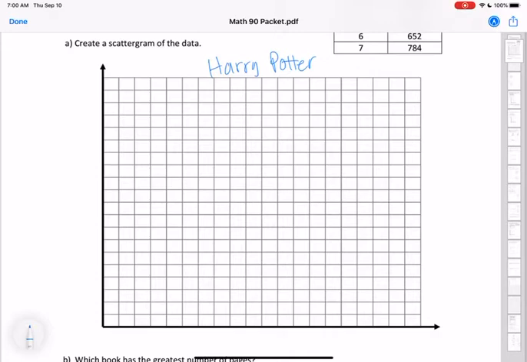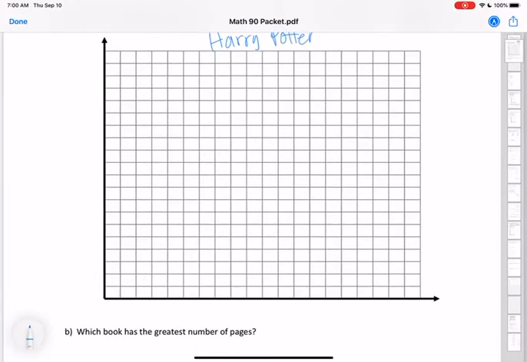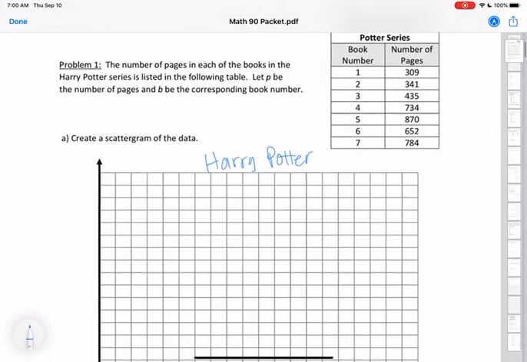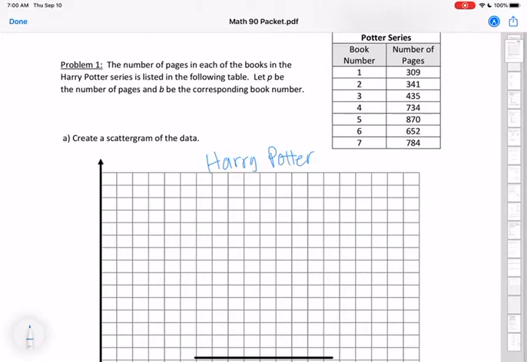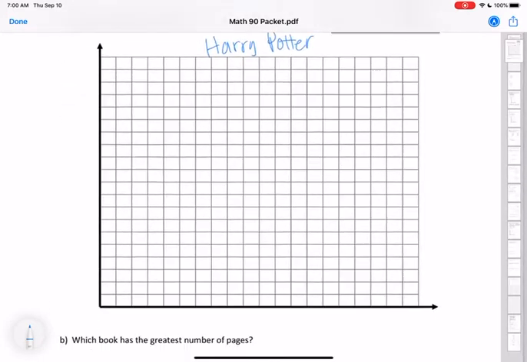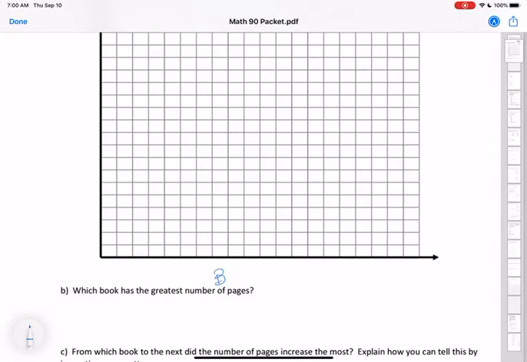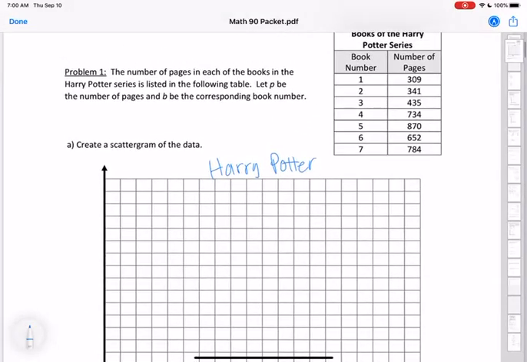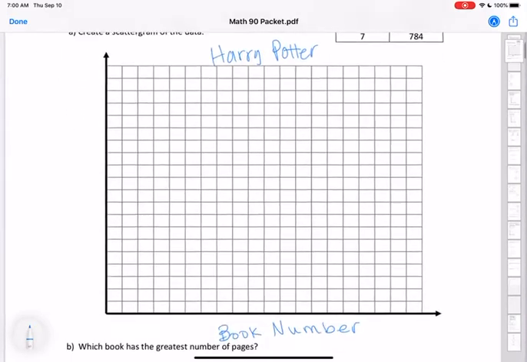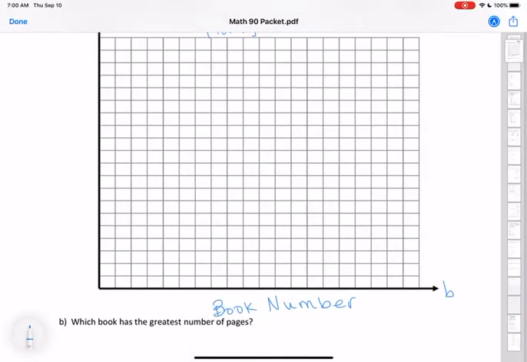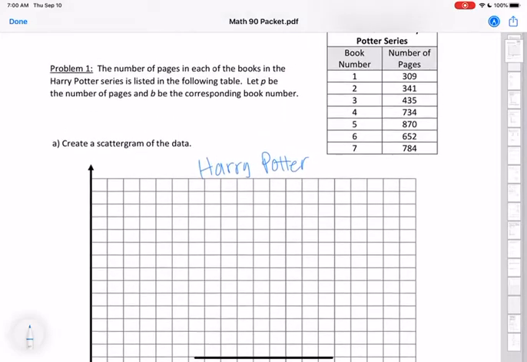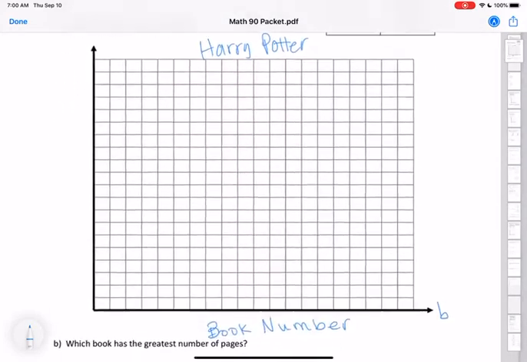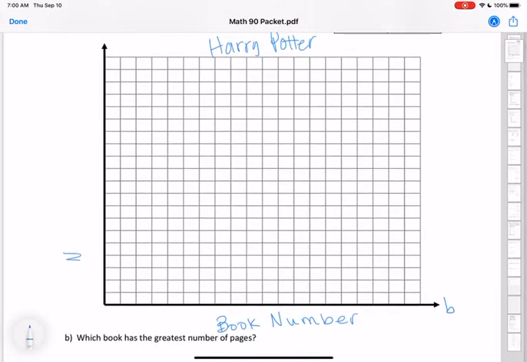I also need to see your axes labeled. So that is what you're going to write across the bottom. So what do you think we should write? So what's our independent? Remember I said that first column is always the independent, okay? So that's the book number. So we're going to write book number across the bottom. And did they tell us what letter they wanted us to use? Let's look. They said let B be the book number. So I'm going to put a little b right here. And then off to the side, up the vertical axis is going to be the number of pages. So I'm going to write that in.